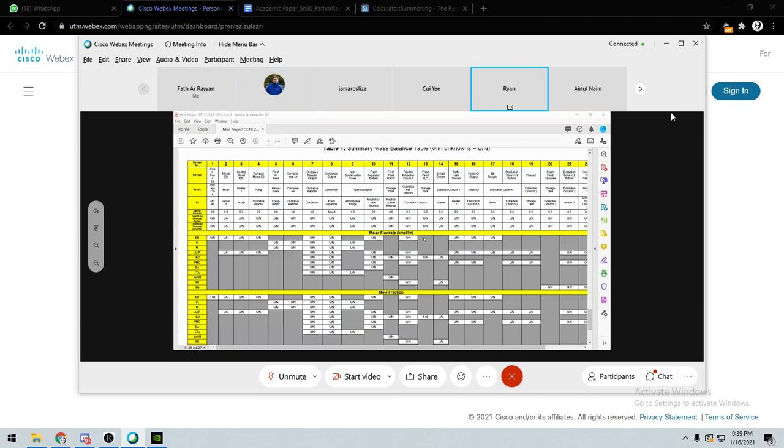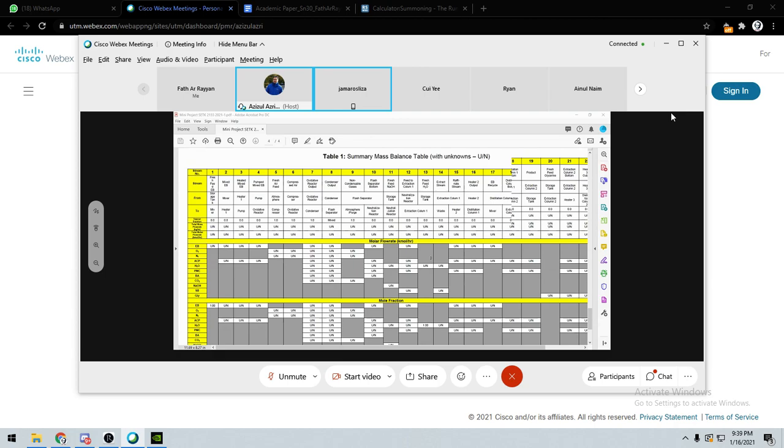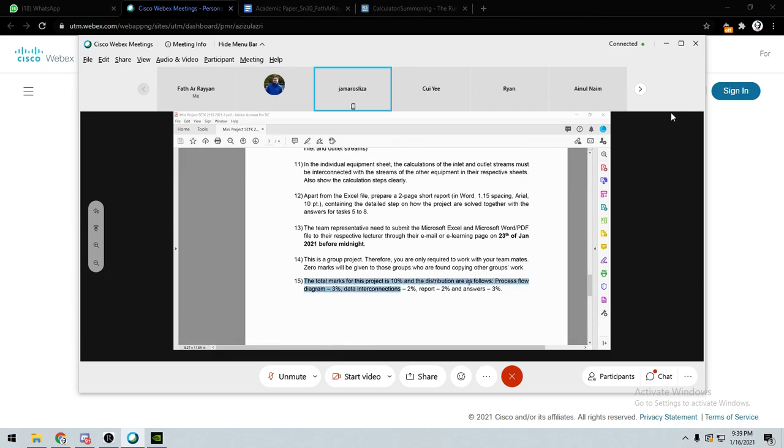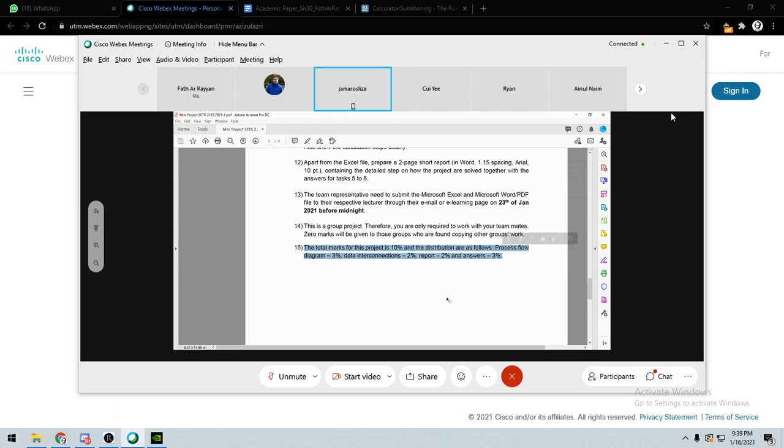Dr. Jamal, can I ask how this project will be marked? What is the marking scheme for this? In the mini project description, it's already mentioned. Look at your project descriptions. 3 marks for process flow diagram, 2 marks for data interconnection, 2% report. I already mentioned this during the briefing. I'm not sure whether you were the representative or your friend did not tell you everything.